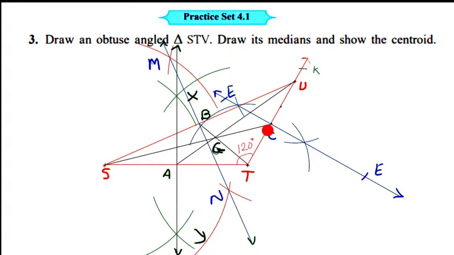Segment SC, segment TB and segment UA are the medians of triangle STU and they intersect at one point. We give it the name point G. Point G is the centroid of the triangle.